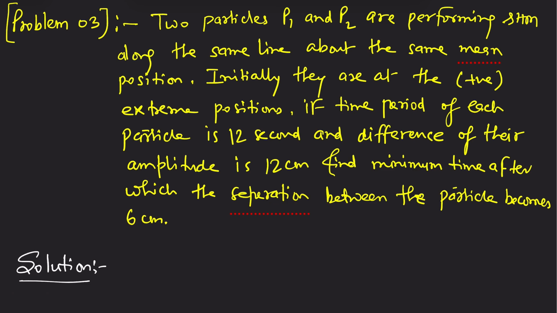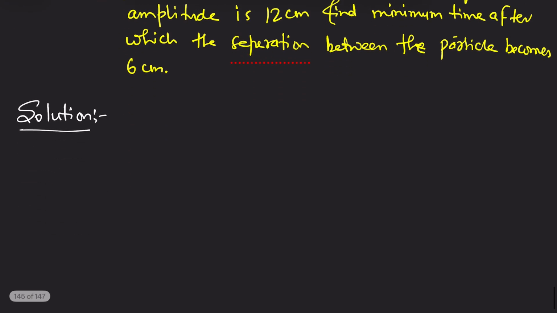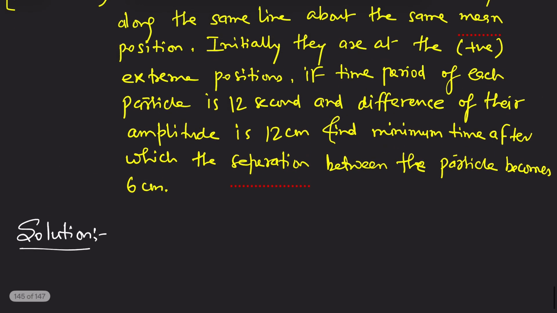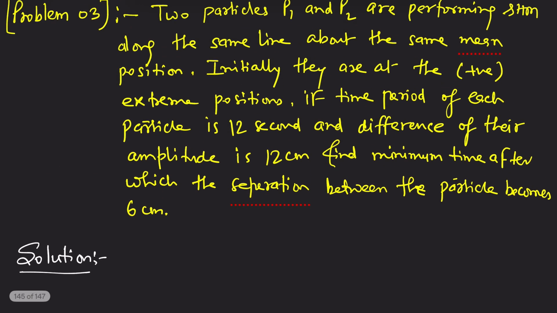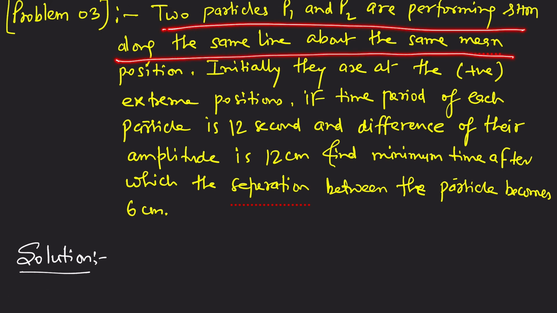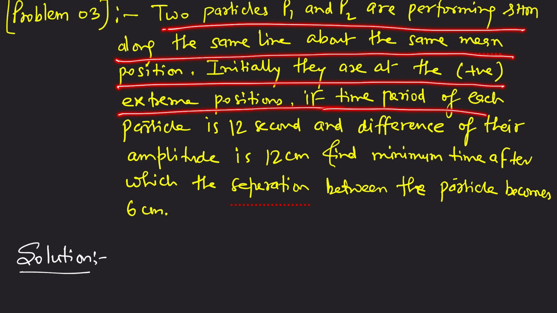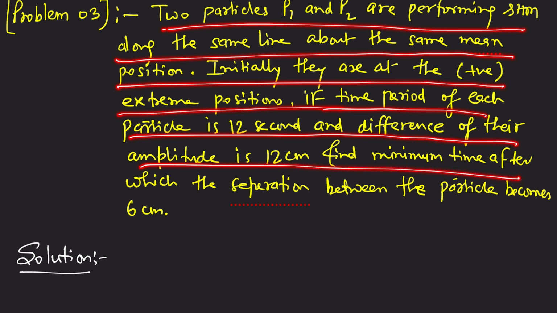So what I have to do is make two different size circles. What they have said: two particles P1 and P2 are performing SHM along the same line about the same mean position. Initially they are at the positive extreme positions. If the time period of each particle is 12 seconds and the difference of their amplitude is 12 centimeter, find the minimum time after which the separation between the particles becomes 6 centimeter.